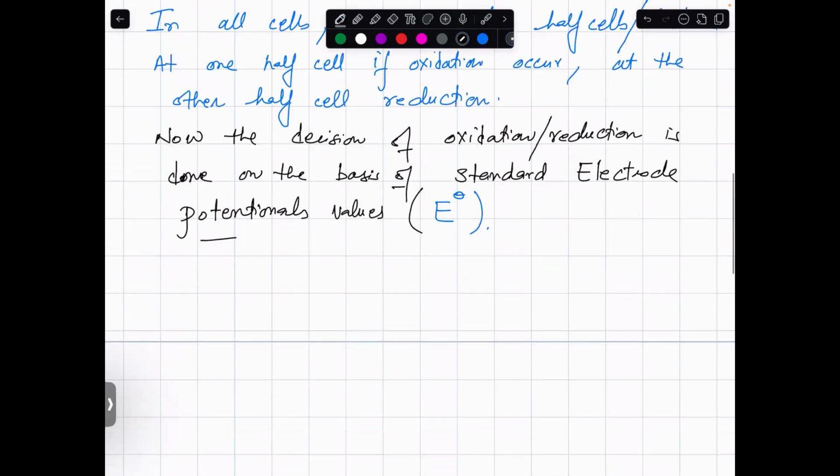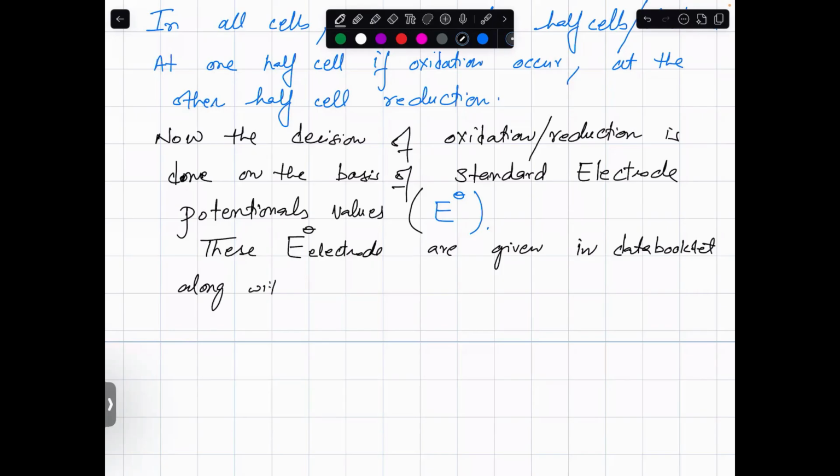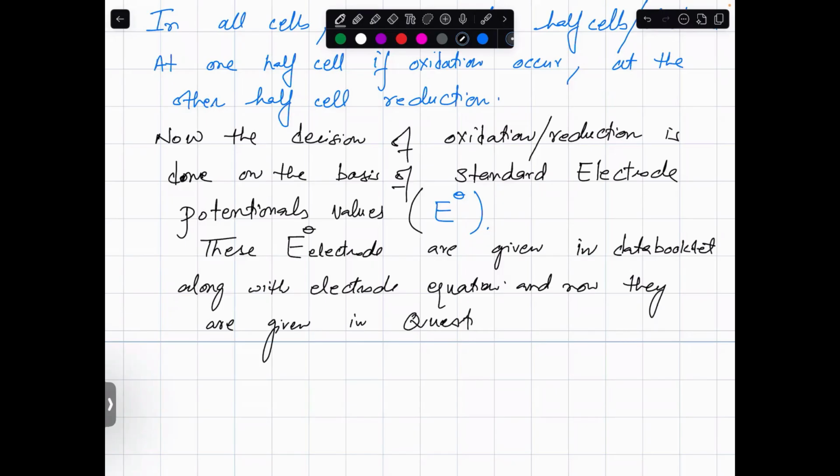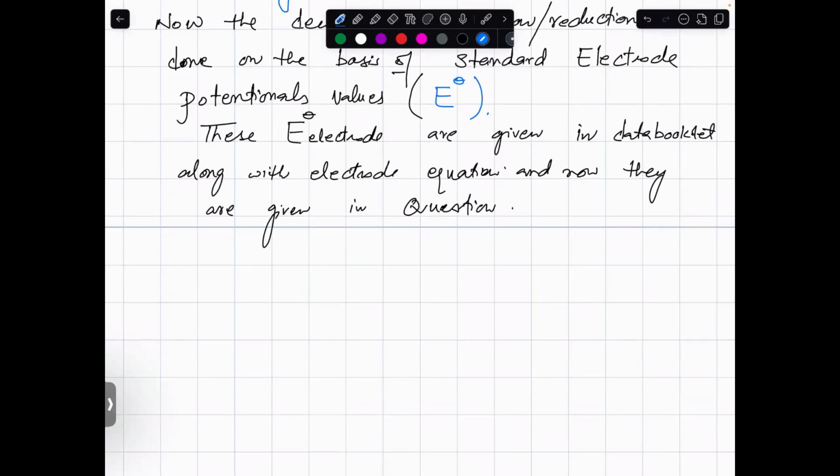These standard E electrode values are given in the data booklet along with the electrode equation, and sometimes they are given in the question, right? The E electrode values.